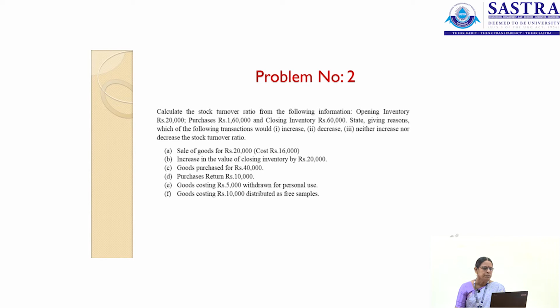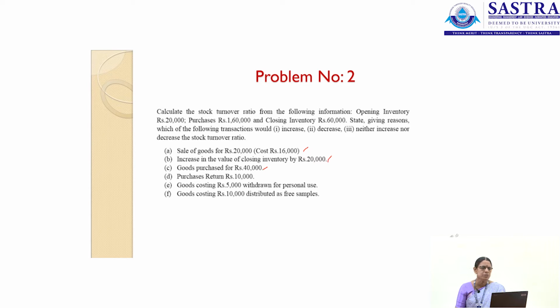First case is sale of goods for 20,000 rupees, cost is 16,000 rupees. So we are going to sell the goods, and when we sell the goods, we have a decrease in your closing inventory. So it will have an impact. Increase in the value of closing inventory by 20,000. So when your closing stock also changes, we will have a change in the average stock. Then goods purchased is 40,000 rupees.